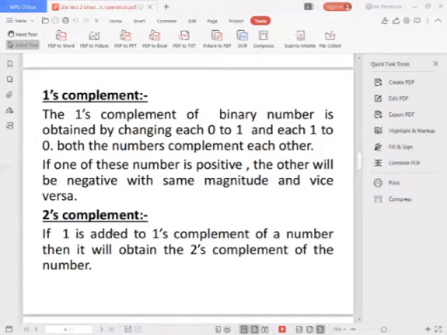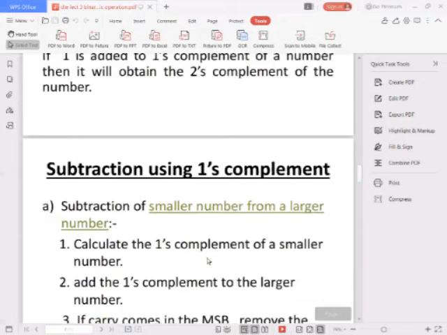And the 2's complement of a binary number: if 1 is added to the 1's complement of a number, then we obtain the 2's complement of the number. If we have a binary number, take its 1's complement, that is inversion of each bit, and then add 1 to the LSB of this 1's complement number and obtain the 2's complement of this binary number.